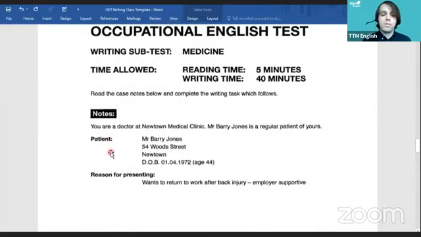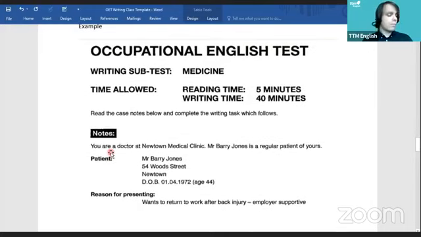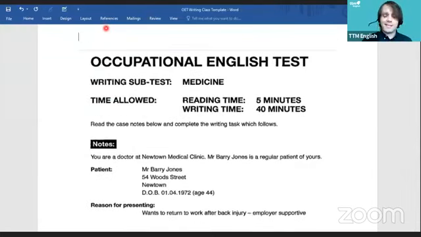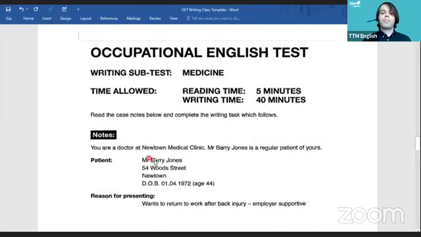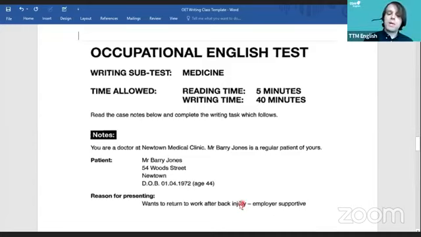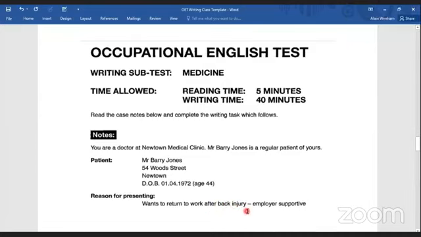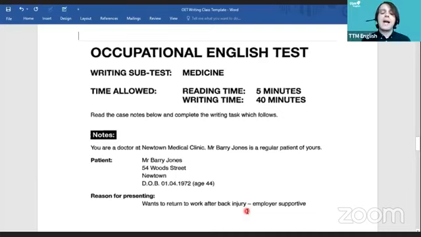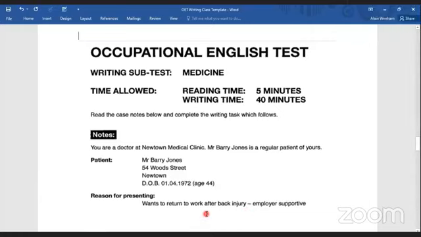Has anyone done Barry Jones before? Has anyone done Barry Jones? Oh, someone has. Who is that? Josga. Okay, so tell us, you can see his injury here. Could you just explain what his injury is? What does it say? Wants to return to work after back injury. Okay, so yeah, his problem is the back injury. All we need to know to practice today, guys, is just his name's Barry Jones. He had a back injury. Okay, everyone clear on that? All right, so let's look at these case notes here now.